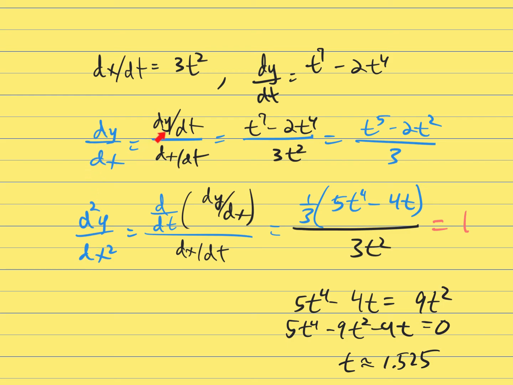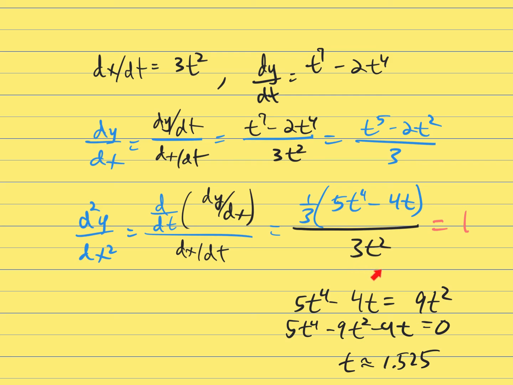dy/dx is dy/dt over dx/dt. Using the given derivatives, we can simplify that to this. So the second derivative of y with respect to x twice is the derivative with respect to the parameter of the first derivative with respect to x, over dx/dt. And the derivative with respect to t of that is this, dx/dt is that.